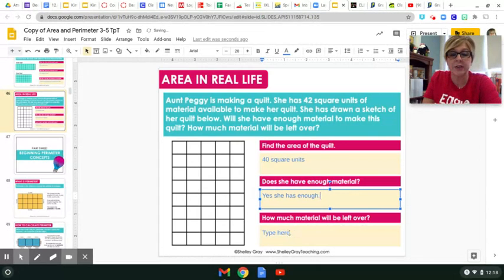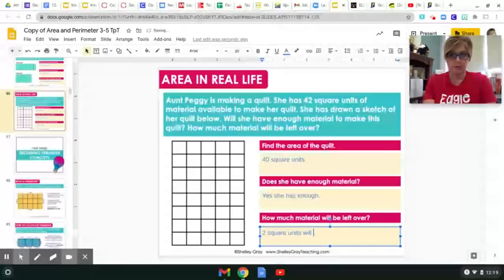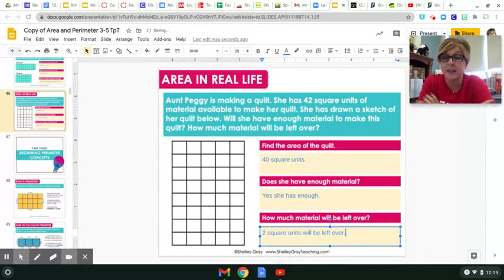Okay, how much material will be left over? Well, let's think about this. If she has 42 and her quilt is 40, I need to find the difference. So I can start at 40 and count up. Some of you can subtract that in your head. She would have 2 square units of material left over. So I'll put that in a complete sentence. Okay, so there is how we would solve that, thinking it through, answering one part of it at a time.